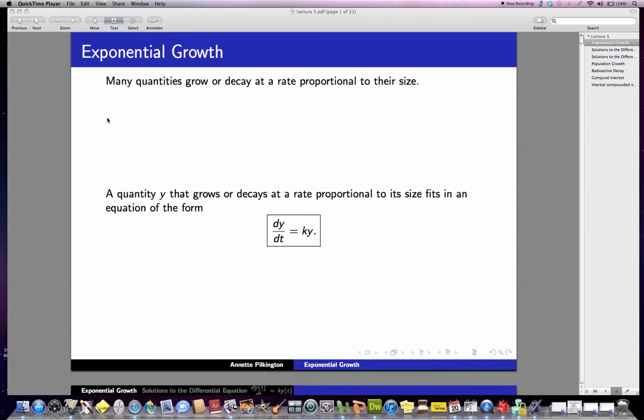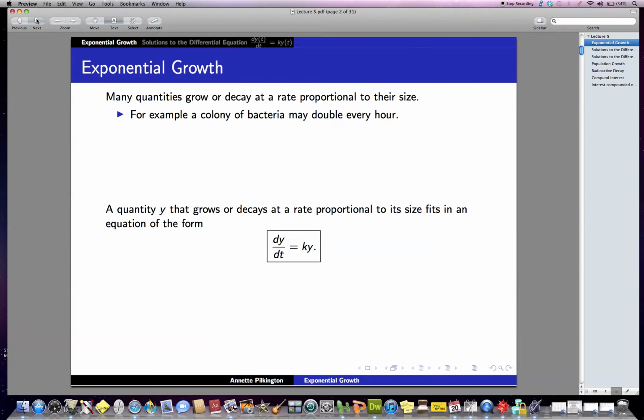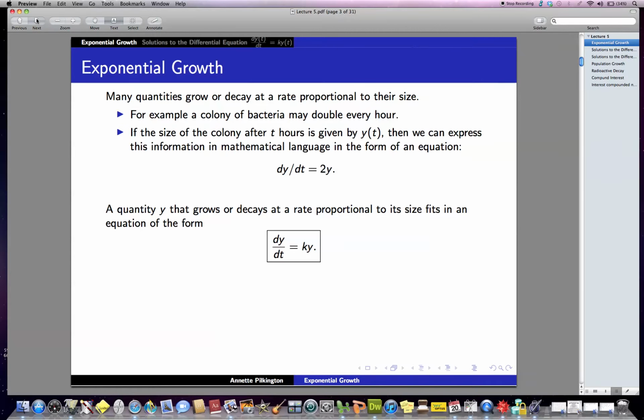In Lecture 5 we'll talk about exponential growth. Many quantities in nature grow or decay at a rate proportional to their size. For example, a colony of bacteria might double every hour, and we could express this mathematically as saying dy/dt equals 2 times y, where y is the size of the population and t is measured in units of hours.